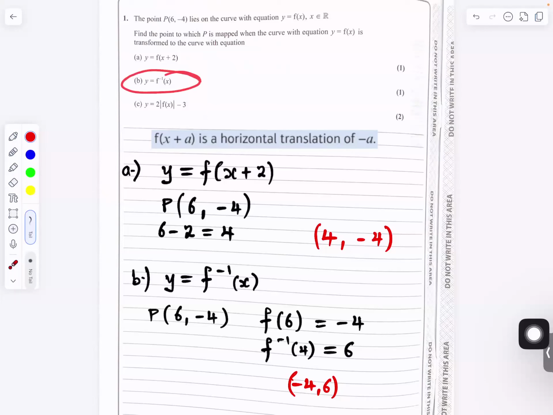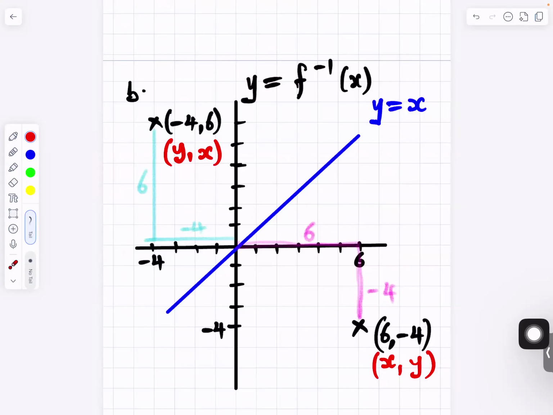For part B, f inverse of x. F inverse of x will give you (-4, 6). And let me explain how that works so that you really understand it. F inverse means use this y equals x line as a mirror line. So it's like a reflection in the line y equals x.